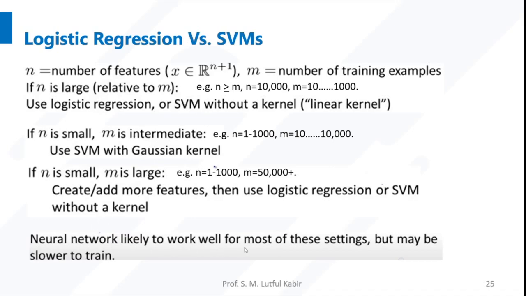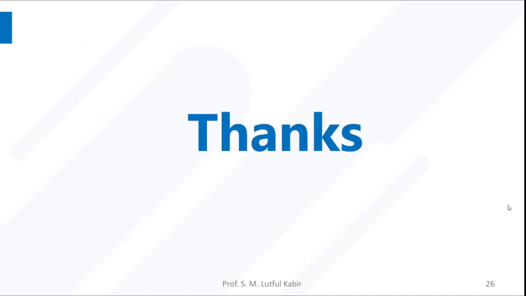A neural network is likely to work well for most of these settings, but may be slower to train. Since it has a lot of connectivity and can have many layers, the computation time may be very high compared with logistic regression and SVM. So with this, let us conclude this lecture. We have understood that SVM has a greater ability to produce a nonlinear decision boundary, and that is possible because we are converting the given x into kernel features. Thank you very much.